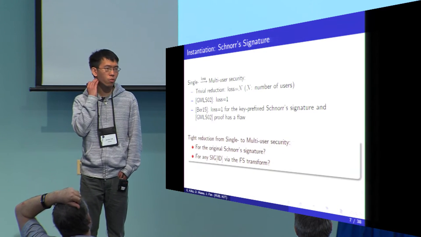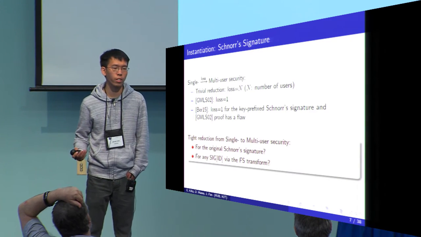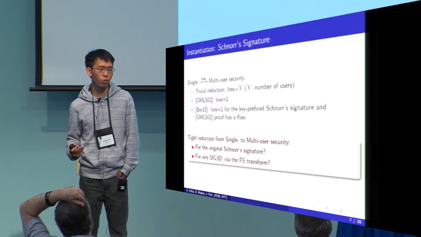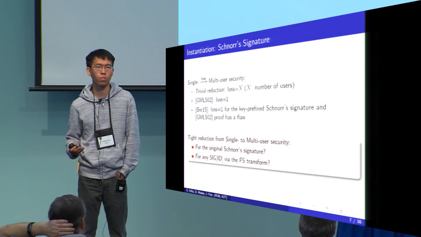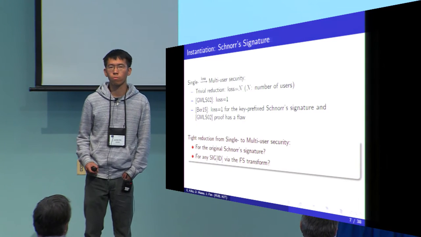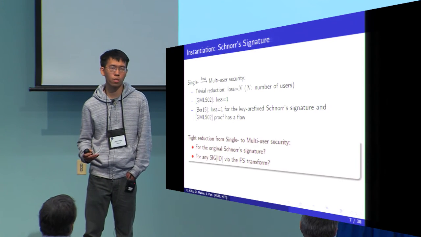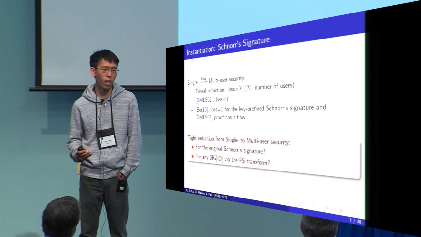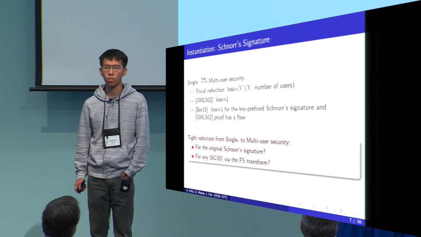So now the question to ask is, is there some way to fix the proof in 2002, right? So is there a tight reduction for the original Schnorr signature? Because the key prefixing Schnorr signature is some variant of it. And maybe more generically, is there any tight reduction for any signature scheme, like generic signature schemes via the Fiat-Shamir transformation? So that's the motivation of this work.